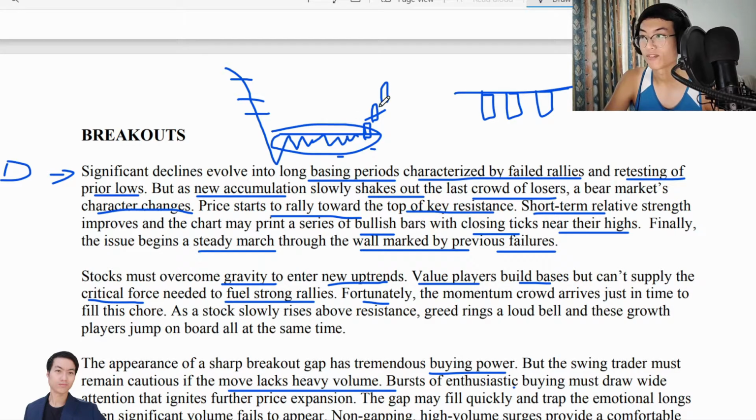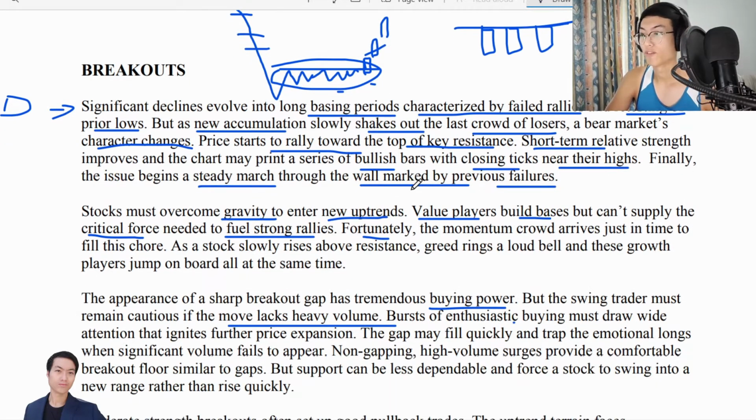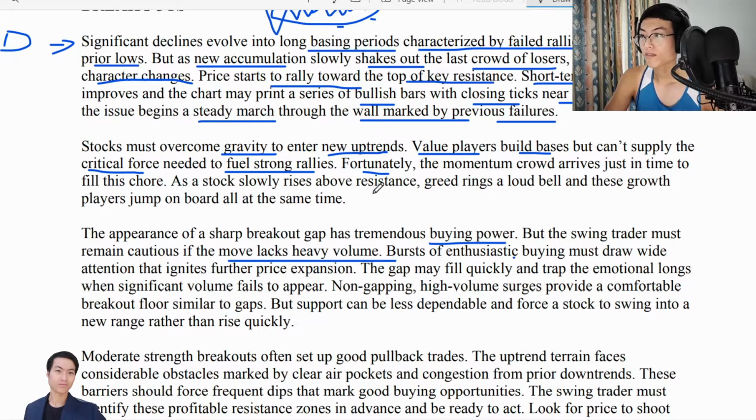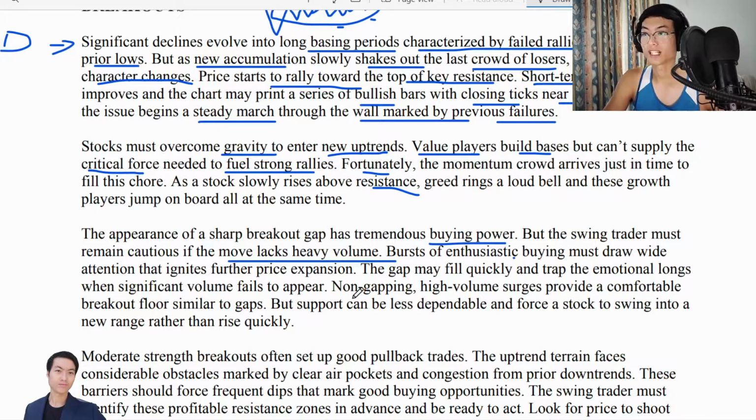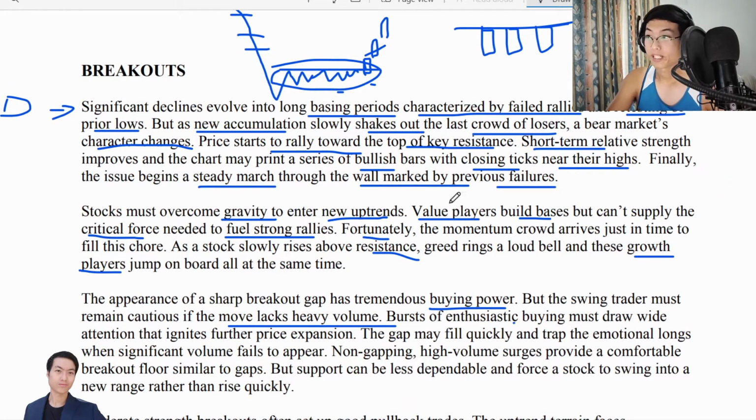People who missed the first rally think, oh my god, I gotta jump in now, and then they jump in, and it fuels a very strong rally upwards. So as a stock slowly rises above resistance, greed rings a loud bell, and these growth players jump on board all at the same time. Everybody starts jumping in, and it rallies up higher.